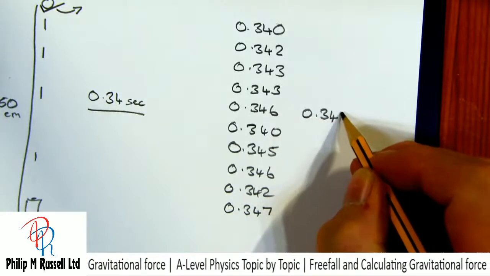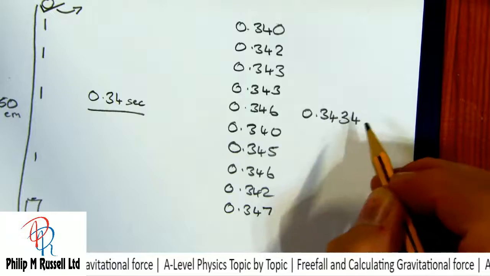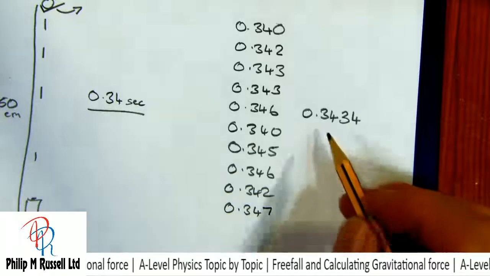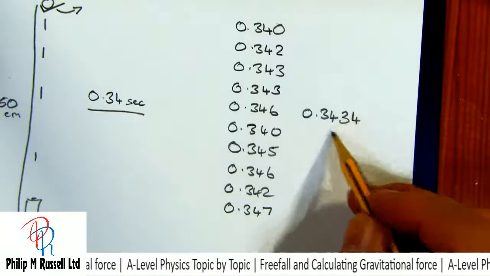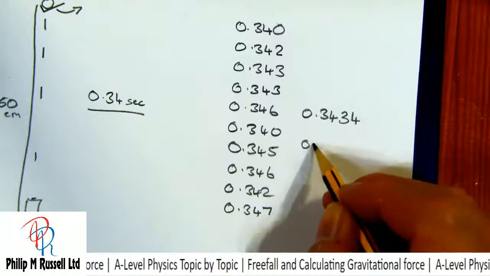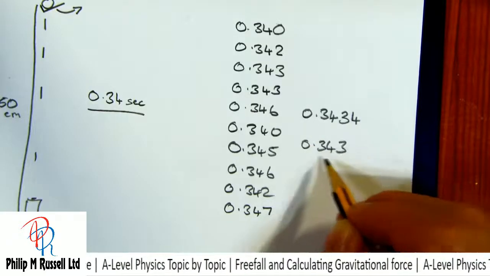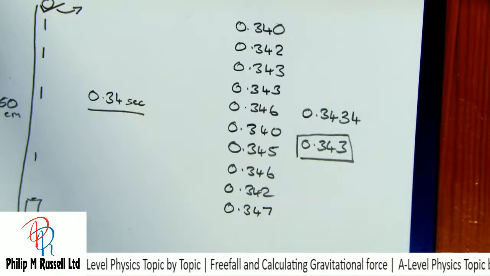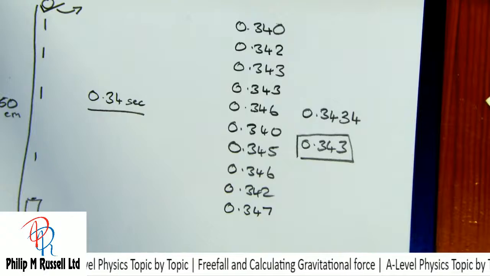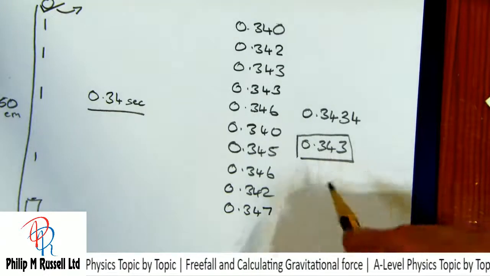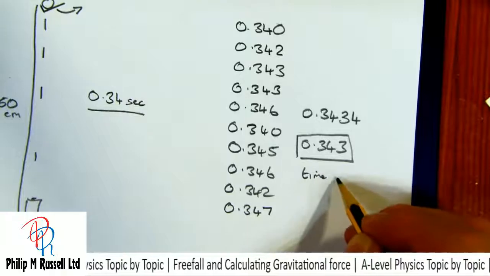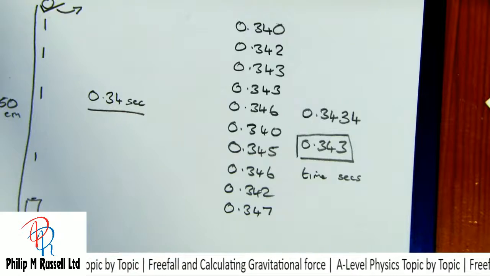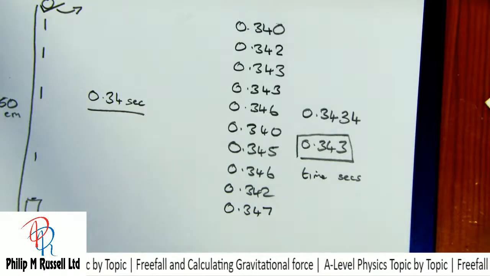So 0.34, and then it suggests that 34 is our average here, and so we can either use that number or we can take our best number there. Right, so we have now managed to work out our time taken, and that's measured in seconds. So what can we do now?